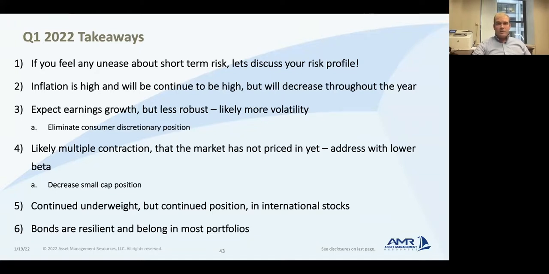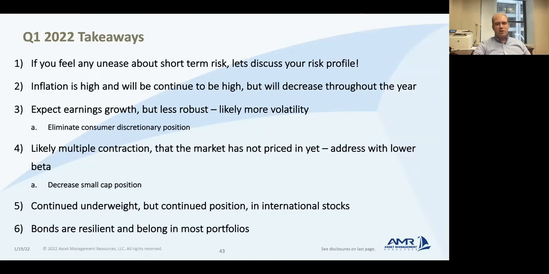Inflation's high. I think it will continue to be high, but it will decrease. Expect earnings growth, but less robust, likely more volatility. One of the things we're doing to address this is we're eliminating the consumer discretionary position. Again, there's less savings. We're expecting retail sales growth and consumer expenditures to fall.